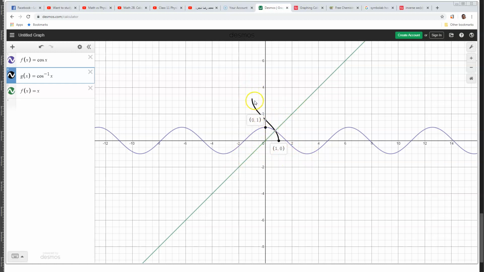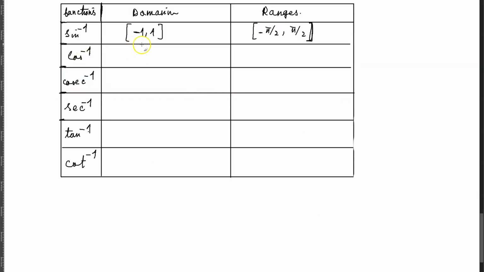So long story short, the domain goes from negative 1 to 1, the range goes from 0 to pi, right? So I can write over here that for the cos inverse function, the domain goes from negative 1 to 1, and the range goes from 0 to pi.